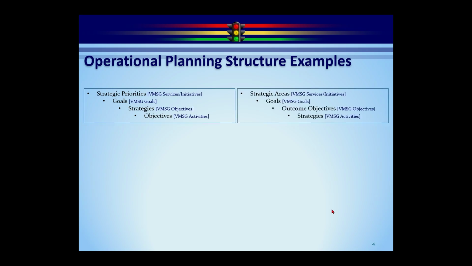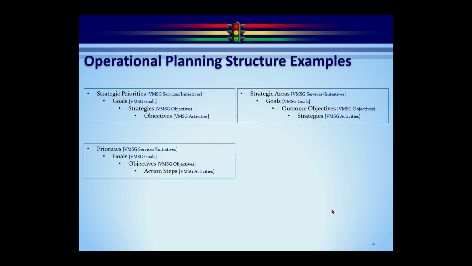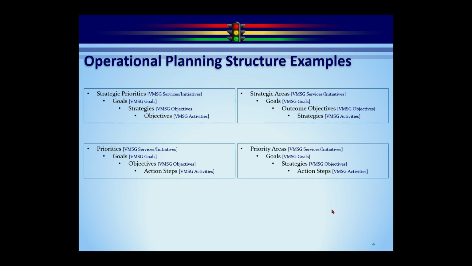Strategic areas, that's a pretty good definition of what the service or initiative is. Then goals, I like the term outcome objectives. The objective is a specific outcome we're trying to achieve. And then here are the strategies to get to the outcome objective. So that's pretty good. Priorities, yeah, not bad. Goals, objectives, and action steps. Action steps is the most common term we see for activities. Priority areas, still good. Goals, again, strategies, probably not, and action steps.